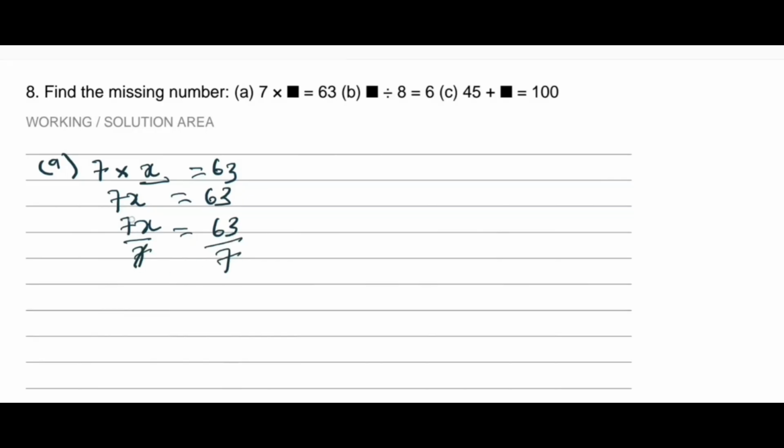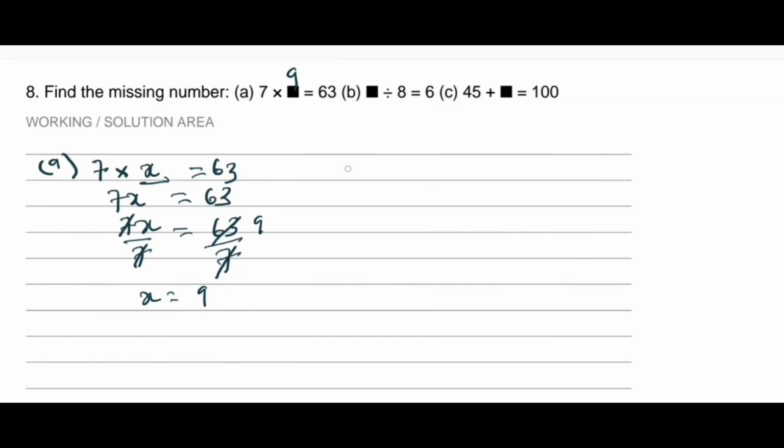So this 7 will cancel this 7. Have you seen it? And then this 7 will go into 63 how many times? And you get 9. So it means x is equal to 9. Do you understand? Therefore, the space here, the unknown number is 9. Have you seen it?